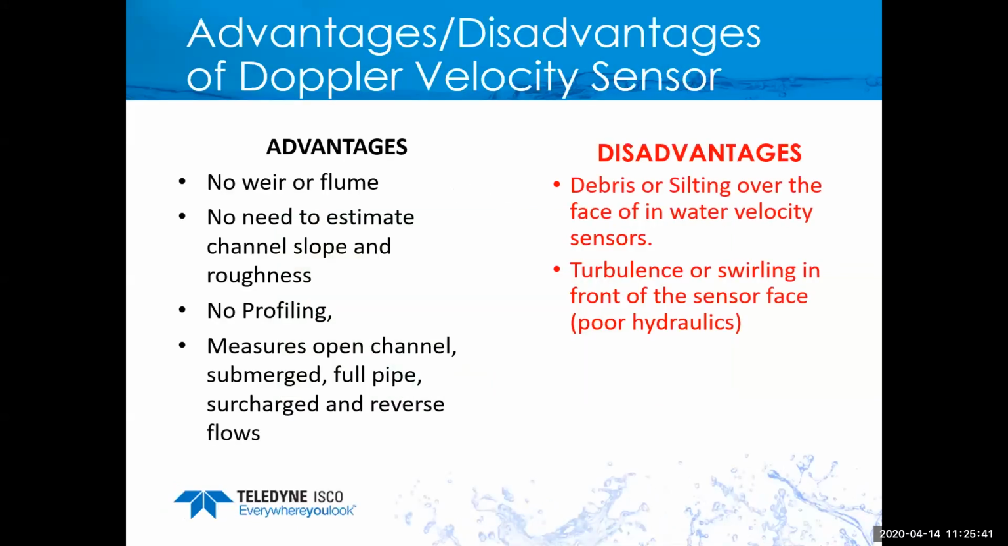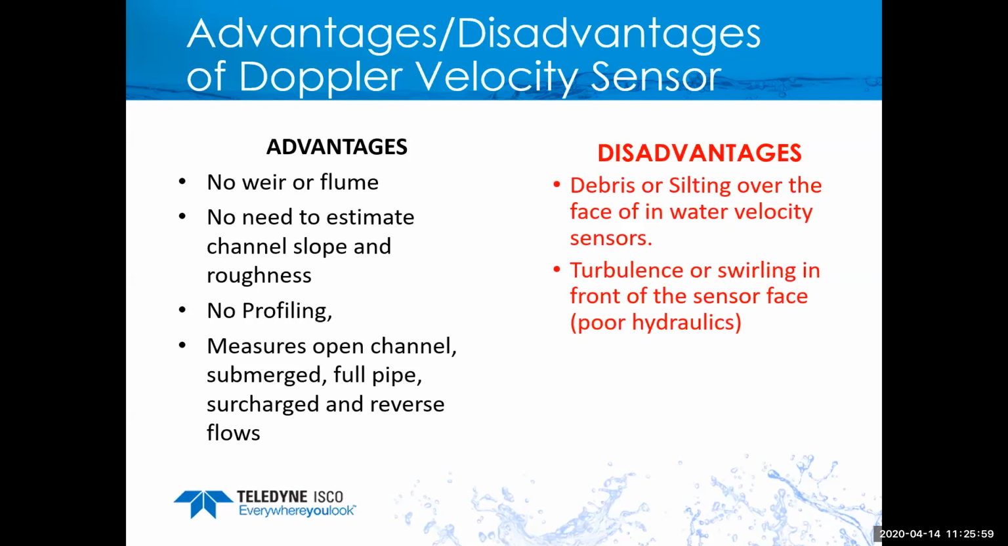Now, the advantages of a Doppler sensor are no weir or flume, because we can use this in a round pipe, rectangular channel, or streams. There's no need to estimate the slope or the roughness because we're actually reading the velocity of the flow stream. Profiling is not required.